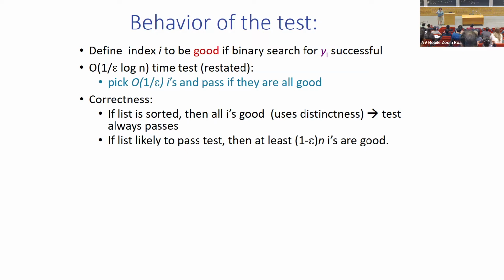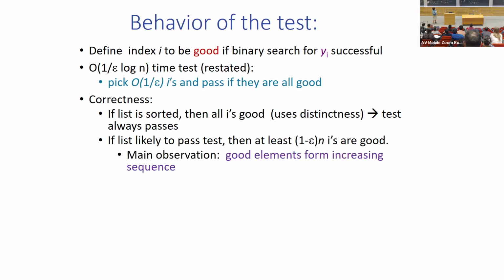So if the test is likely to pass, it must be because the fraction of i's that are good is very high. I didn't see them in 1 over epsilon times. So that means there must be at most epsilon fraction of bad i's. Do we agree? Okay, this is just simple sampling right now. Nothing fancy. I didn't even use Chernoff, okay?